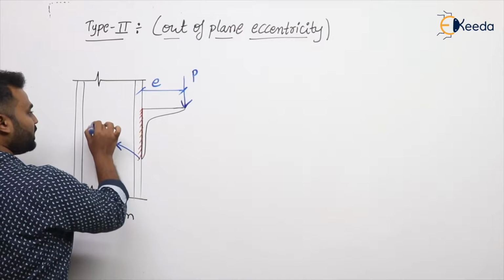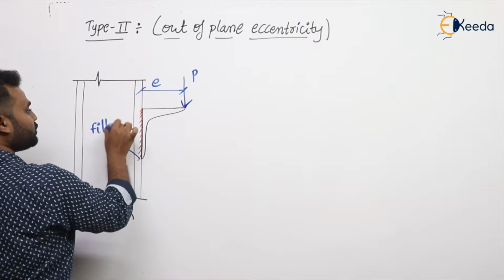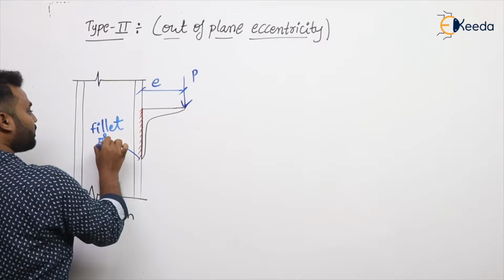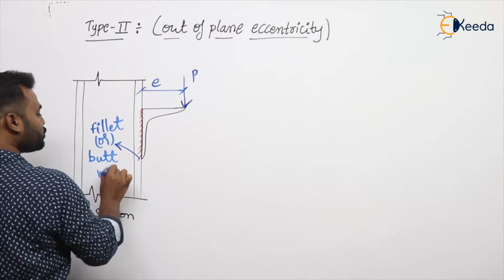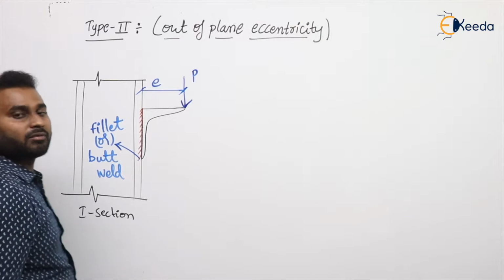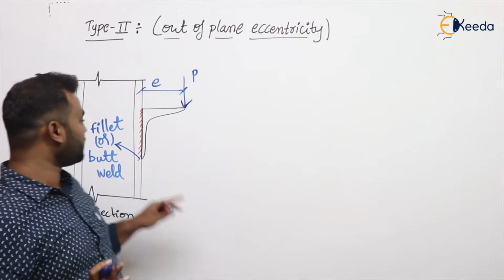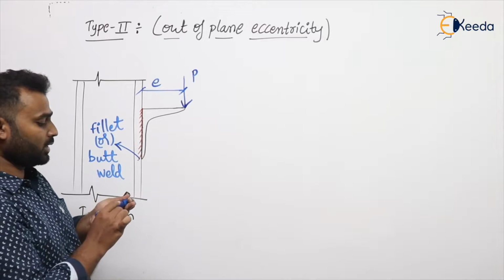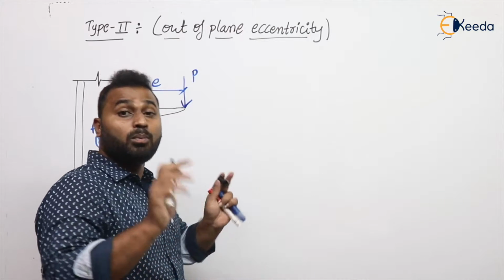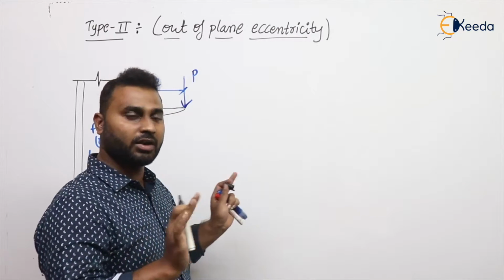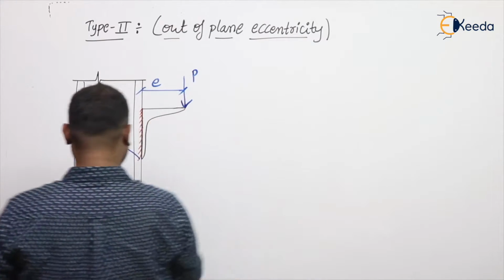Is that clear? And this can be either fillet or butt weld. It means either we use fillet or butt weld for carrying out this type of connection. But for the previous type we use only fillet weld. Here we can use either butt weld or fillet weld. Now I will show both cross-sectional views of fillet weld and butt weld in side views. So basically this is a front view.